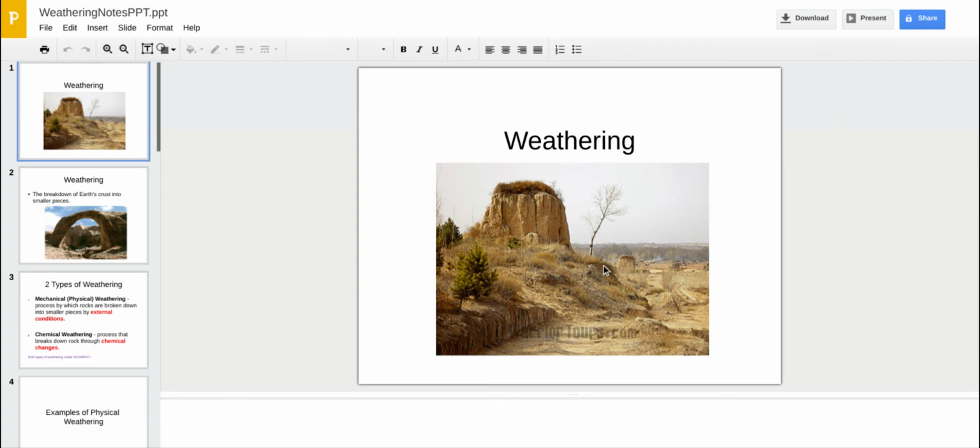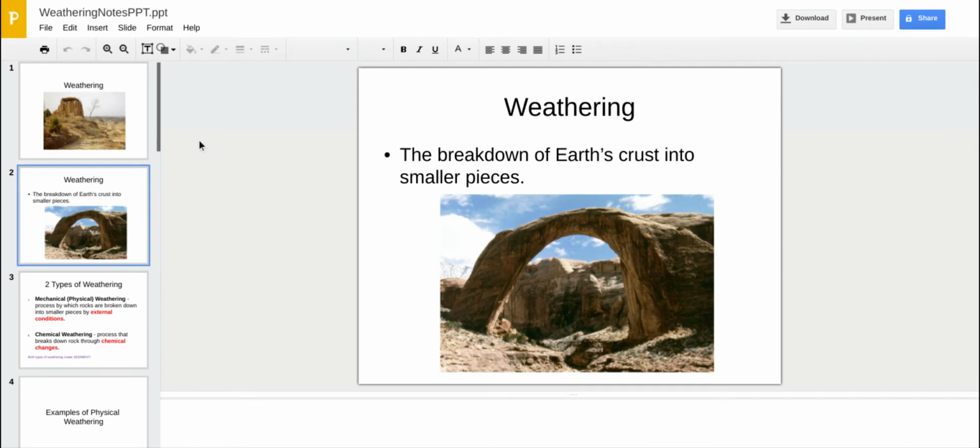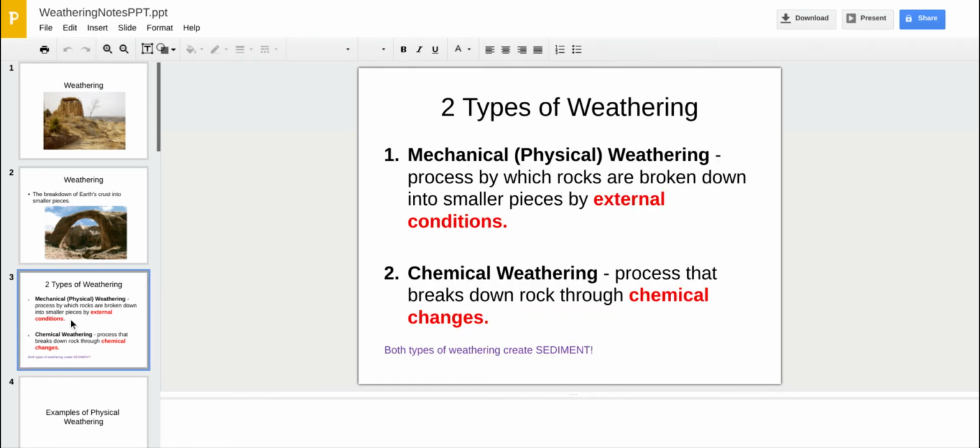Weathering. What is weathering? No, it doesn't have to do with weather. Slide 2. Weathering: the breakdown of Earth's crust into smaller pieces. Slide 3. Two types of weathering.